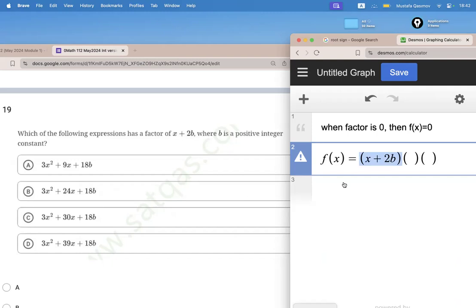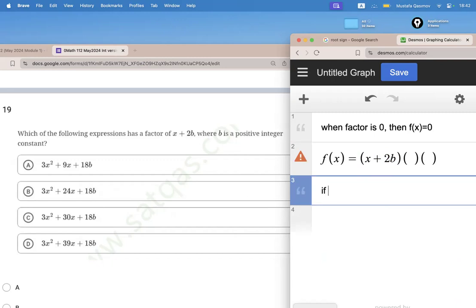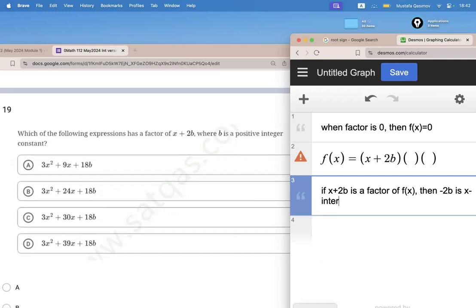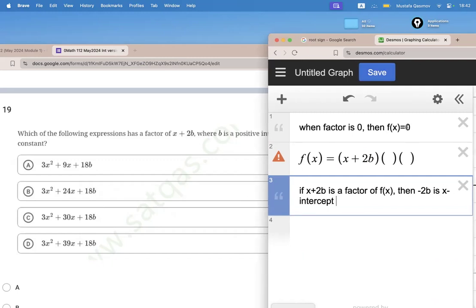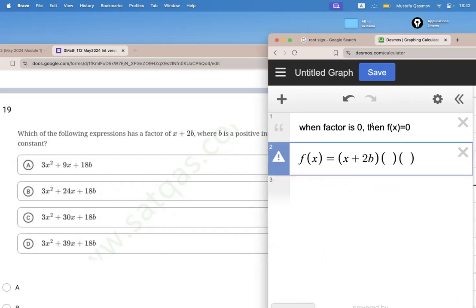And also we can find the x-intercept from the factor. So if x plus 2b is a factor of f of x, then negative 2b is the x-intercept. So we can say these two rules. Now we are using the first one. Here the factor is x plus 2b.